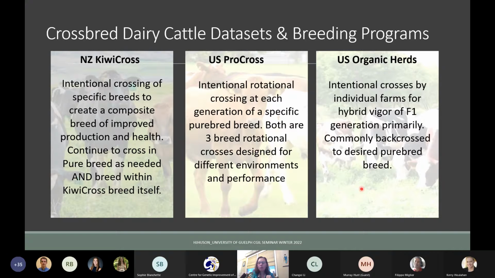The last group we're looking at are crossbred animals sampled from organic herds across the US. These are intentional crosses by the owners, but usually really just for an F1 generation, and then they're generally back crossing into the desired purebred breed, just looking for that hybrid vigor of the F1 generation. So we have 3 very different crossbreeding systems.